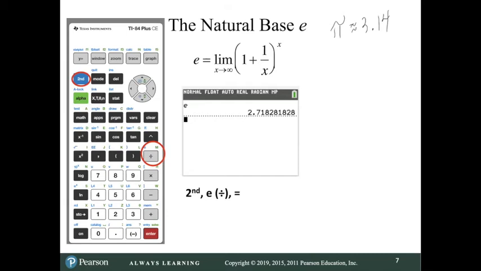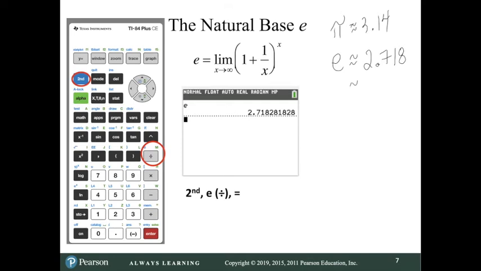It is used in calculus, okay? However, for me, you have your calculator. You can always double check E by hitting second, that's at the top left, second, and then right above the division sign, you should see an E. So if you use second, division sign, enter, you should find that E is approximately 2.718. Okay, now that's a good approximation of E, right?